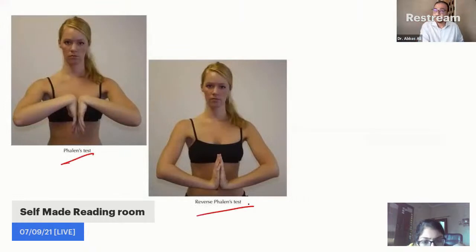All of you know Fallon's test and reverse Fallon's test, no? Yes. Fallon's test, please remember it like this. This is reverse Fallon's. So if you think this is Fallon's, Fallon is fallen. This is reverse Fallon. Both are for carpal tunnel syndrome, median nerve entrapment neuropathy.